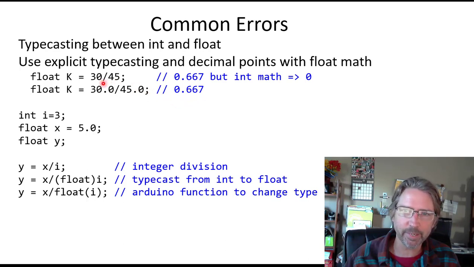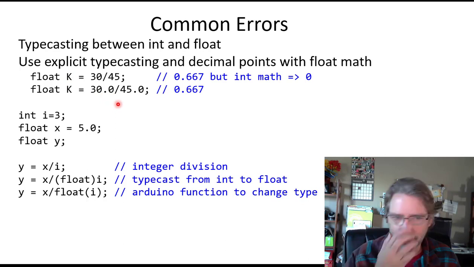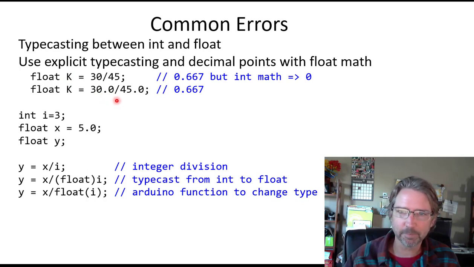So this is something that I've seen students do. They're trying to define a floating point number, and it gets stored as 0.000, but because they used integers over here, it did integer math and then converted it. So always put dots, 0.0, if you are doing floating point math. Superstitiously, I just put them in everywhere.